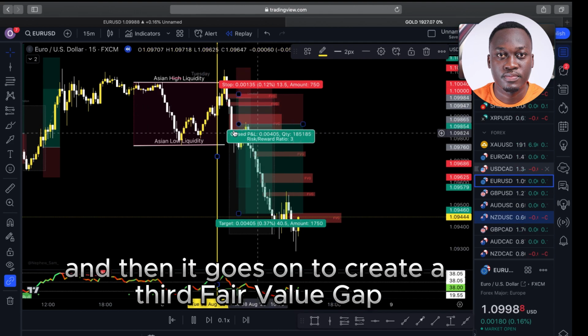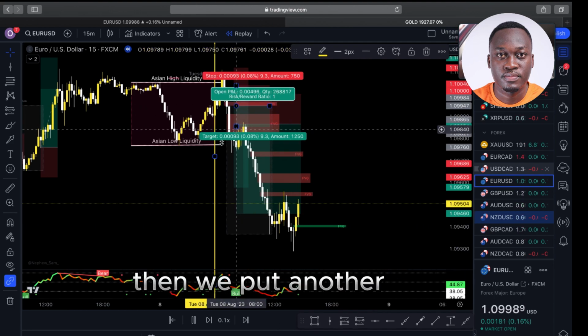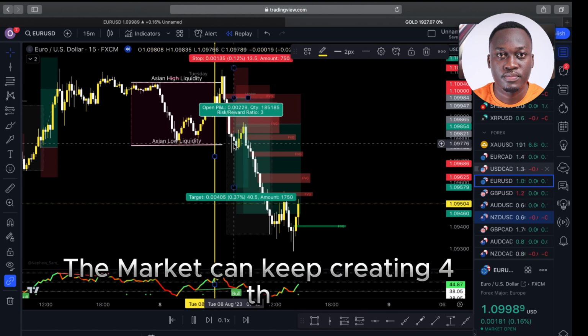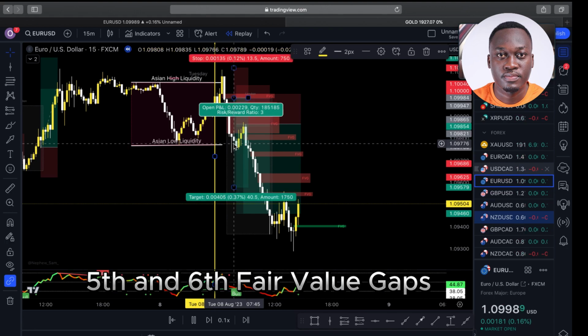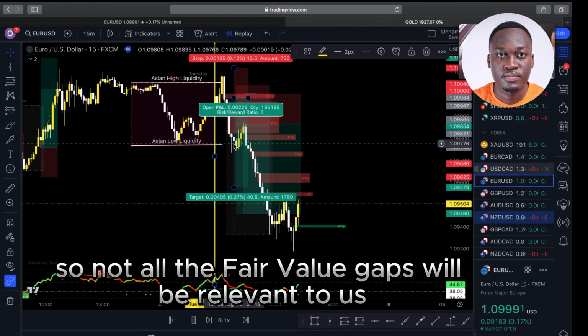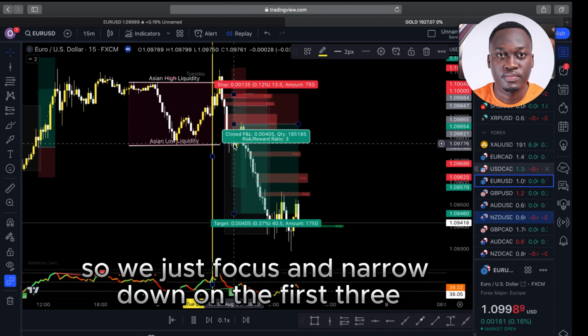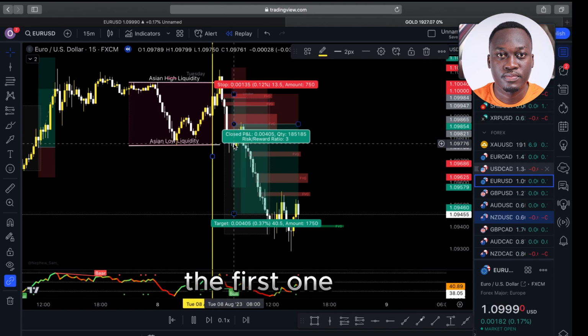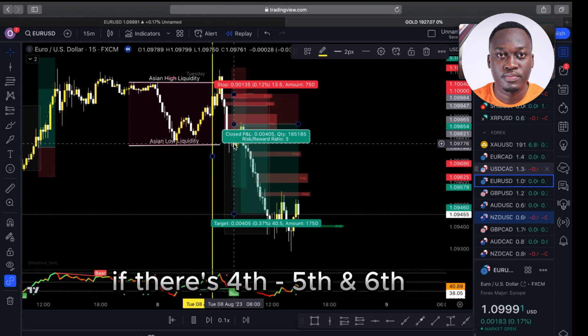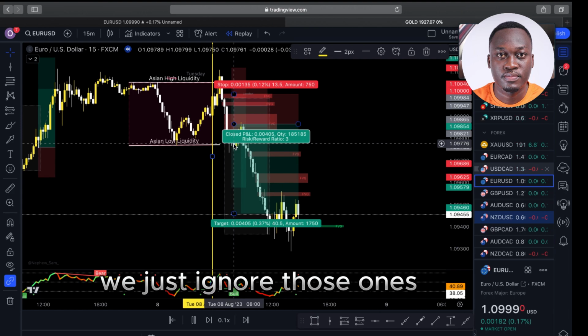And then it goes on to create a third fair value gap. Then we put another. The market can keep creating fourth, fifth, and sixth. So not all the fair value gaps will be relevant to us. So we just focus and narrow down on the first three fair value gaps: the first one, the second, and the third. If there's a fourth, fifth, sixth, we just ignore those ones.